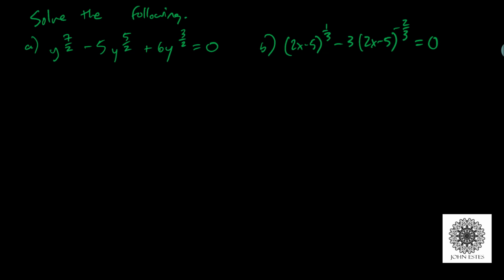So for part A here, we have y to the 7/2 power minus 5y to the 5/2 power plus 6y to the 3/2 power equals 0. Now the technique that you want to apply to equations that look like this with fraction exponents is that you want to factor out the term of the lowest exponent. Every time, you take out the variable with the lowest exponent. Okay, so let me show you what I mean.